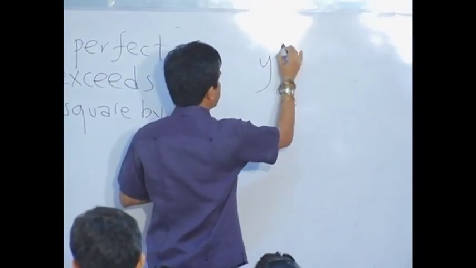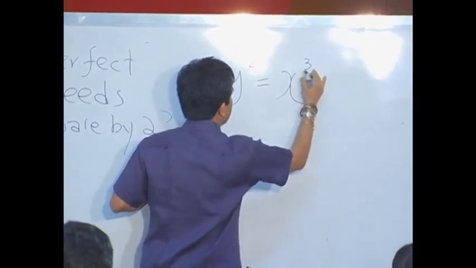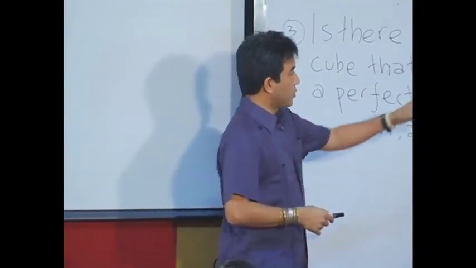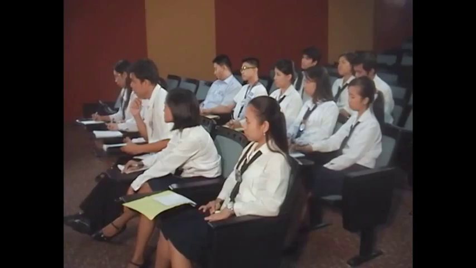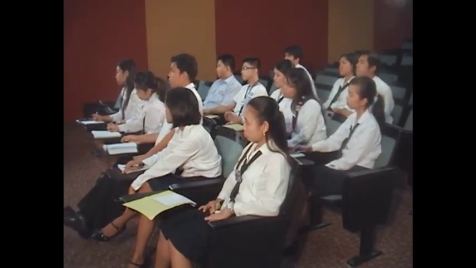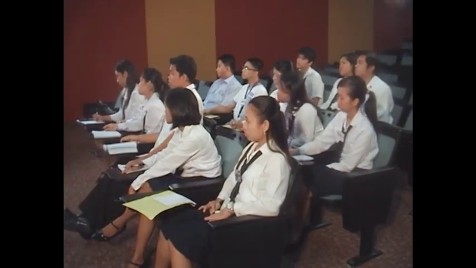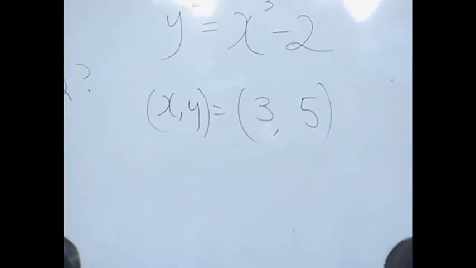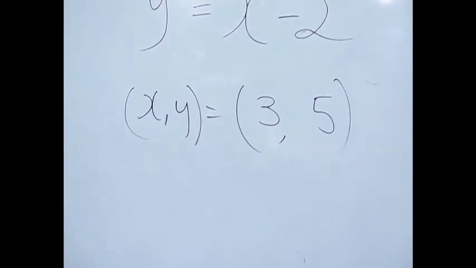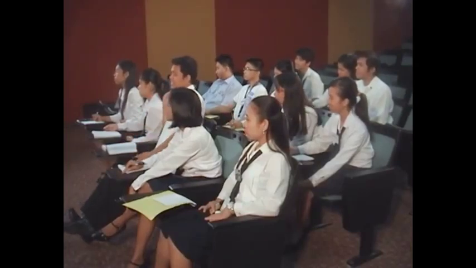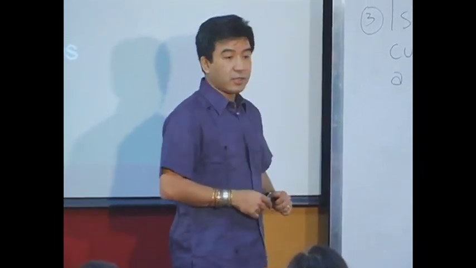With this question, what we want are solutions to y squared is equal to x cubed minus 2. So one possible solution is x is 3, y is 5. Another solution is x is 3, y is negative 5. So now we have two solutions. The question: are there other solutions?